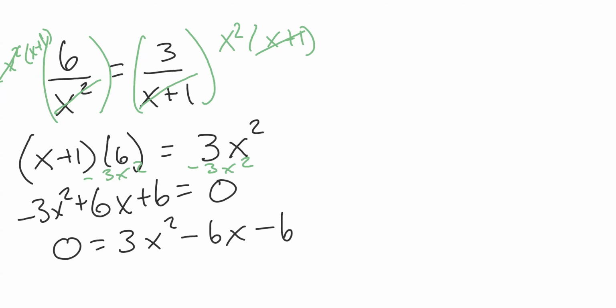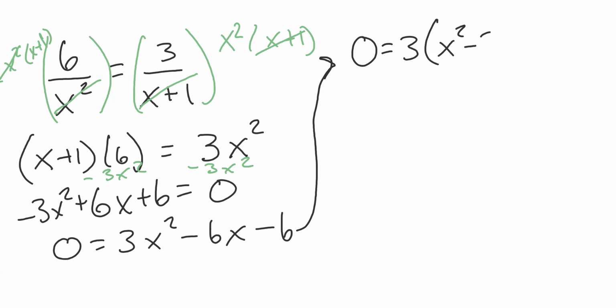That way I've got a positive coefficient in front. And then I'm going to factor out that 3 from here. Okay. That's just a little easier polynomial to deal with. So we've got x squared minus 2x minus 2. And in fact, if we want to divide both sides by 3, we could, and that 3 will just disappear.